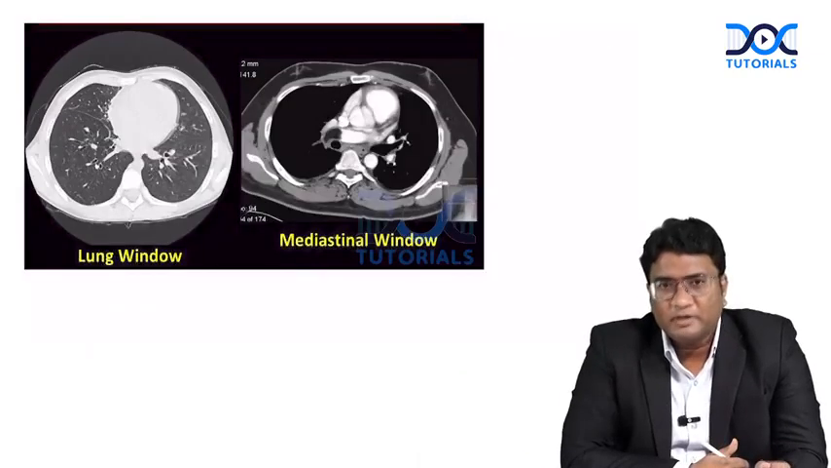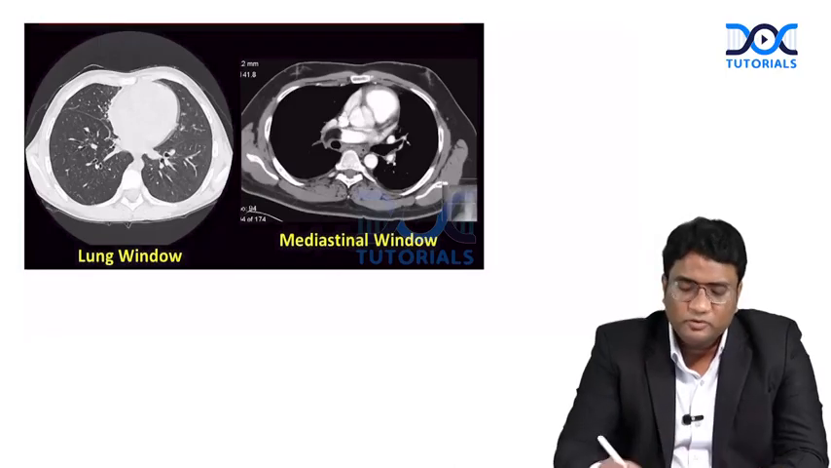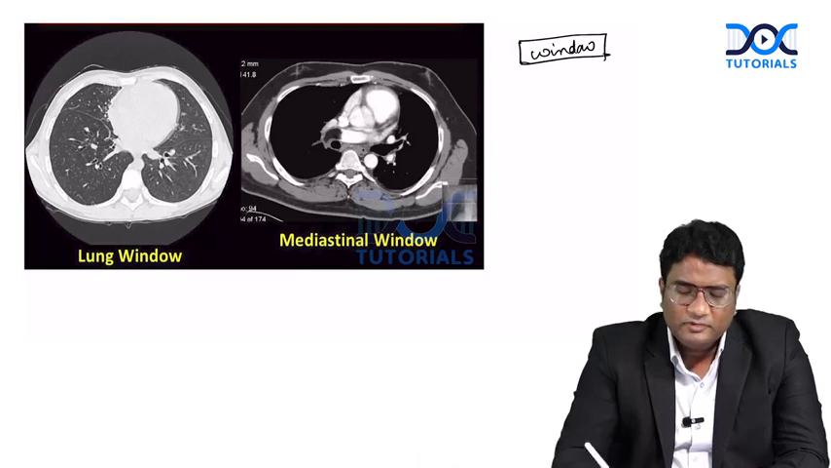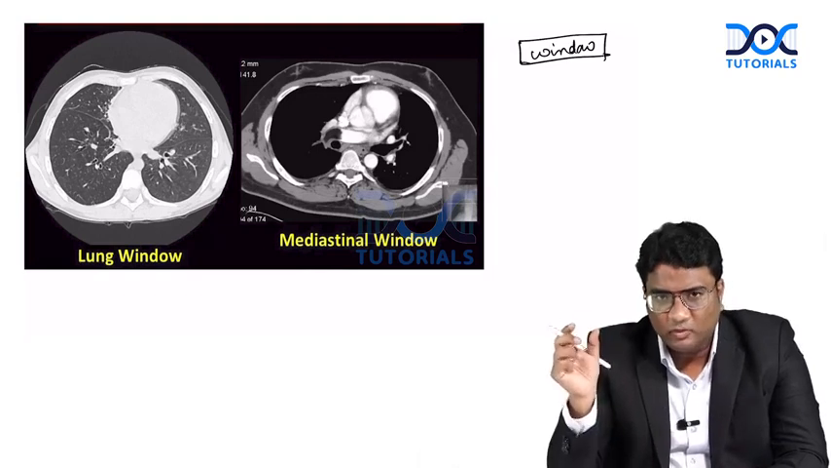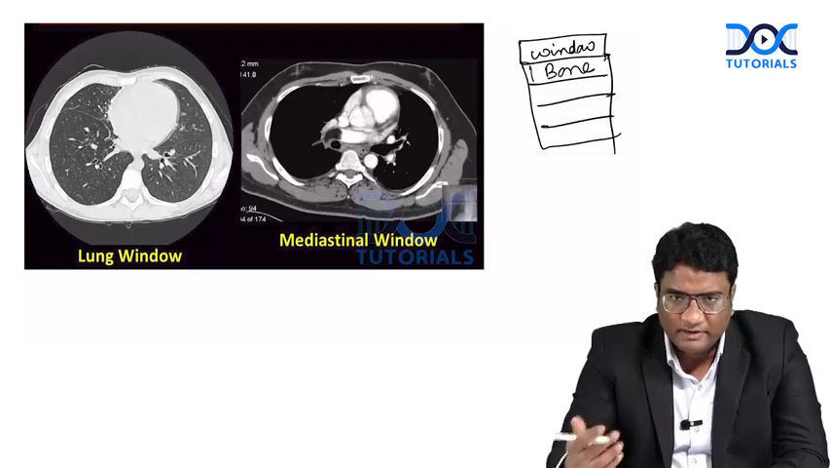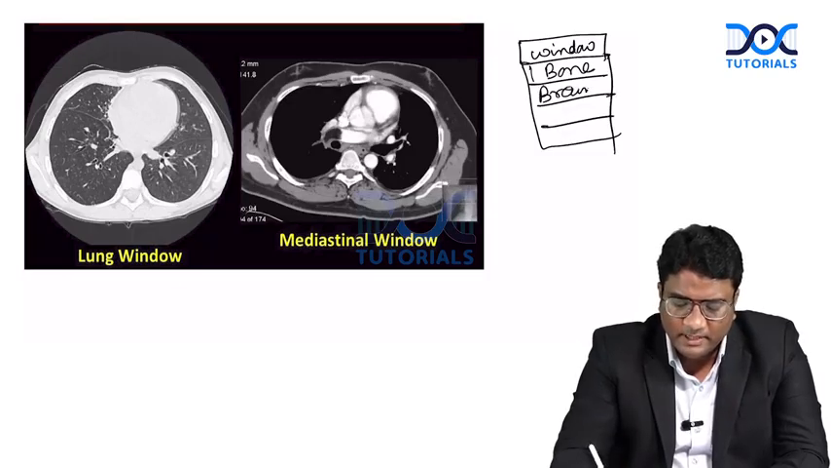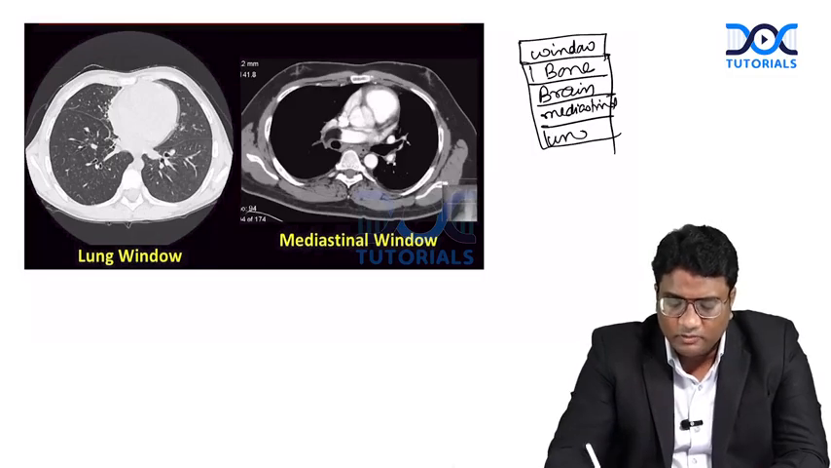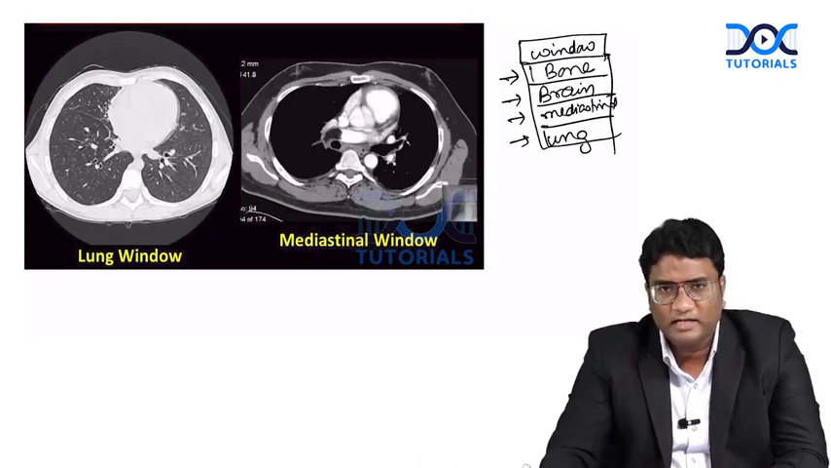Also remember, when you're looking at CT scan images, you have to see which window you are seeing. When you see the CT scan console and press this, you get a drop down showing different windows: bone window to see the fractures, brain window to see the brain parenchyma, mediastinal window to look at the blood vessels and the heart, and lung window to look at the lungs. So you have these four windows.